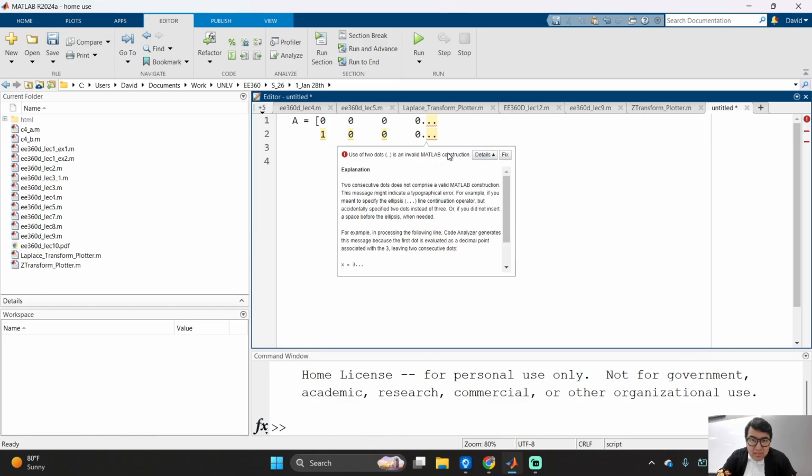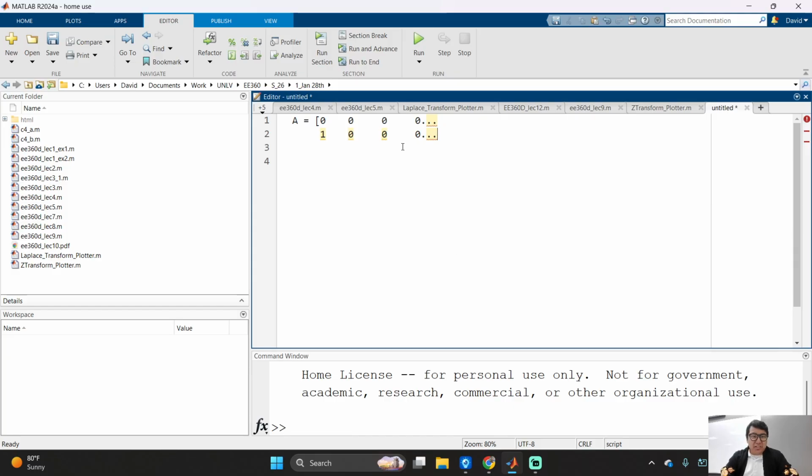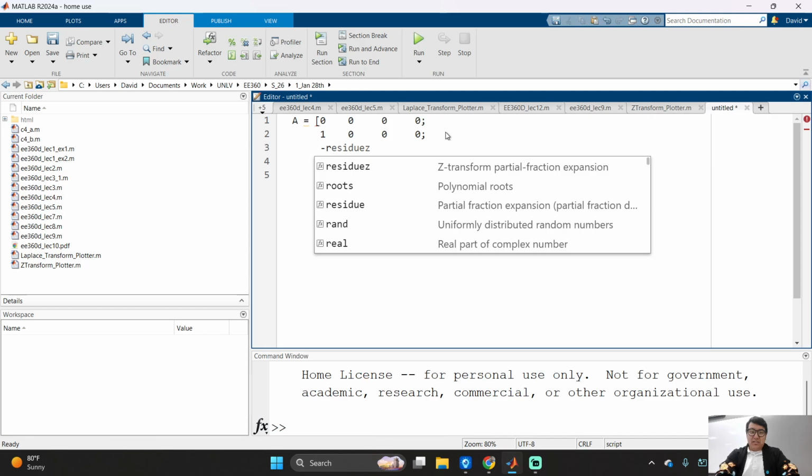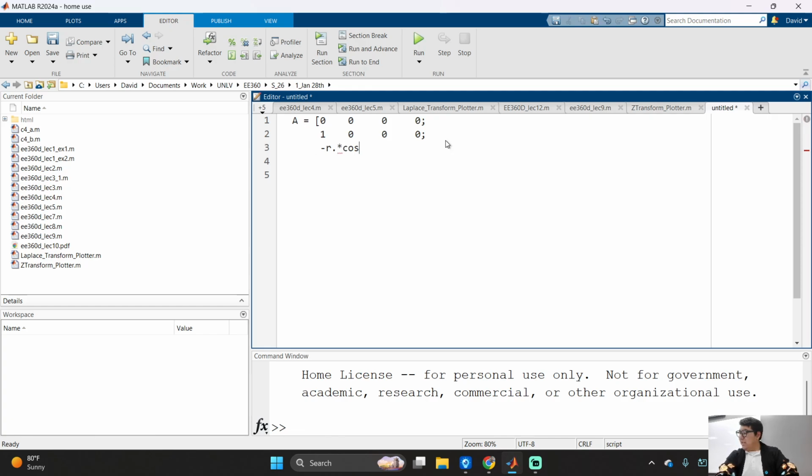Details. No, this should work. Don't you tell me what to do, MATLAB. Yeah, that's what that does. Give me a second. Oh, no, I'm dumb. There you go. So the third row is going to be minus R dot times cosine omega 0. You see why I'm doing things the way I do? I'm a visual learner.